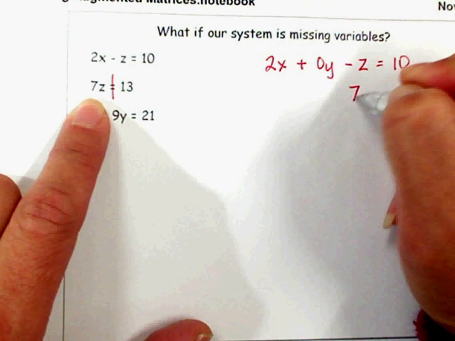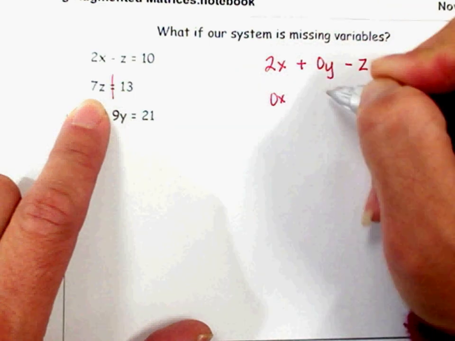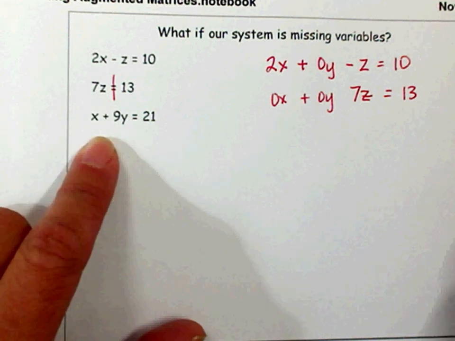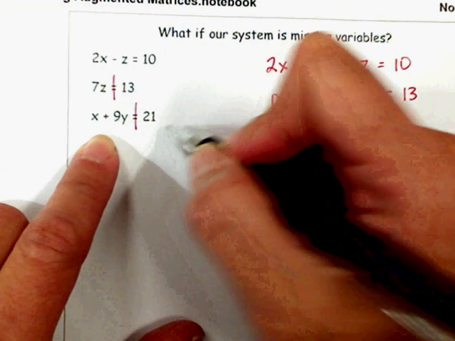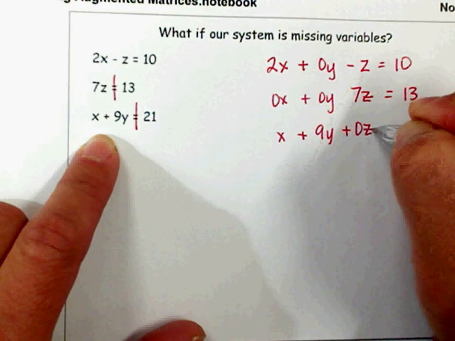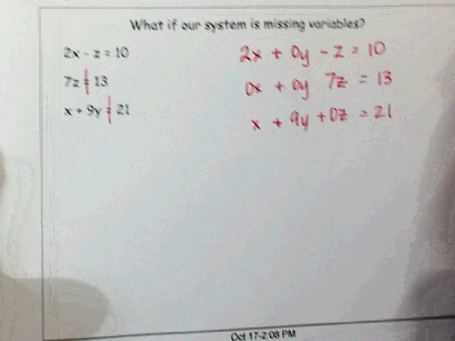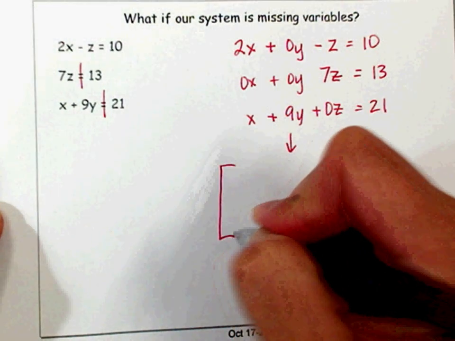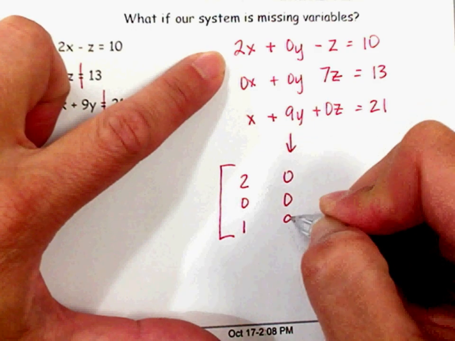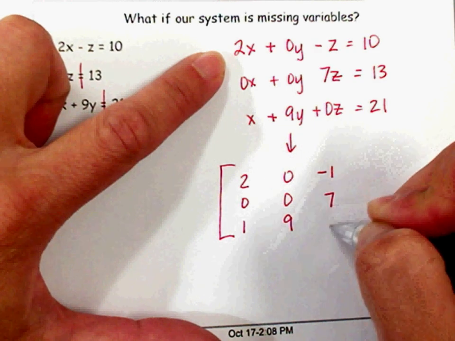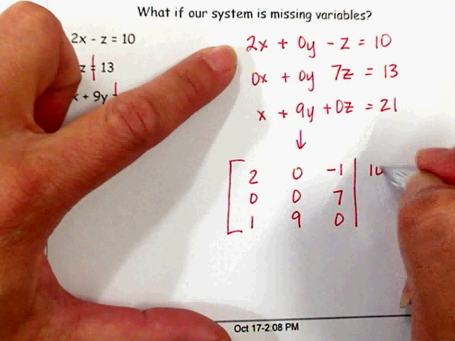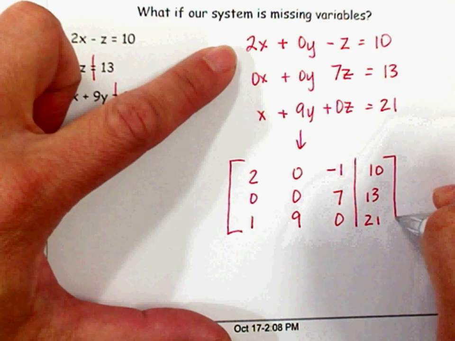7z, no x, no y is equal to 13. See that? Variables on the left, numbers on your right. X plus 9y, no z is equal to 21. All right. Now you can write your augmented matrix. 2, 0, 1, 0, 0, 9, -1, 7, 0. There's your equal sign. Some people draw this, some people don't. 10, 13, and 21. There you have your augmented matrix.